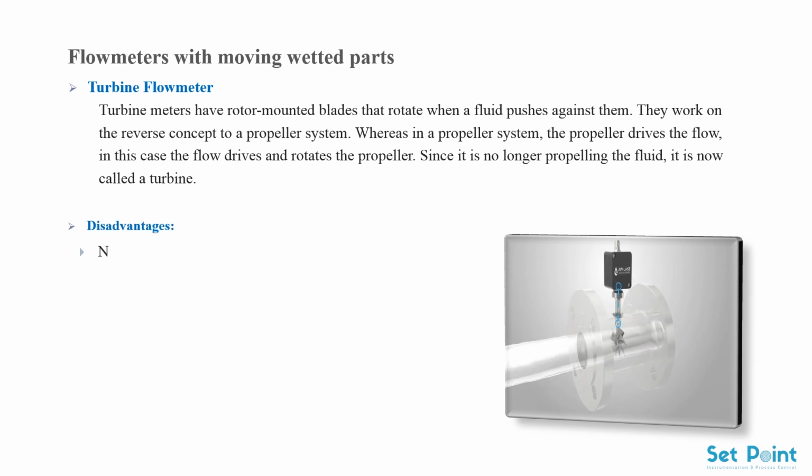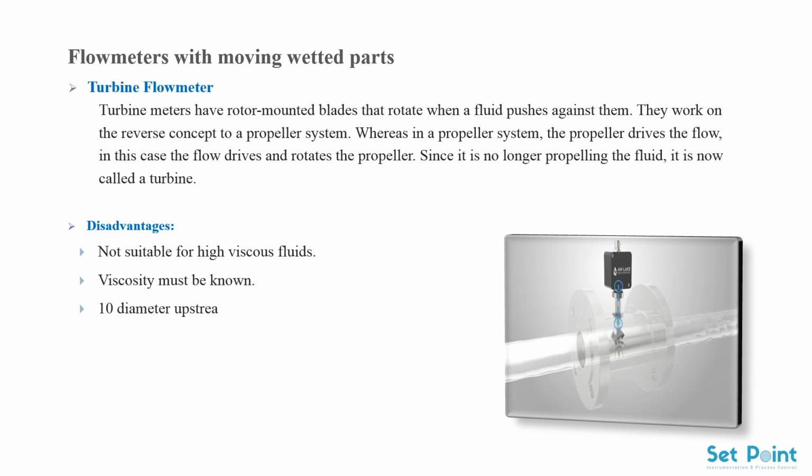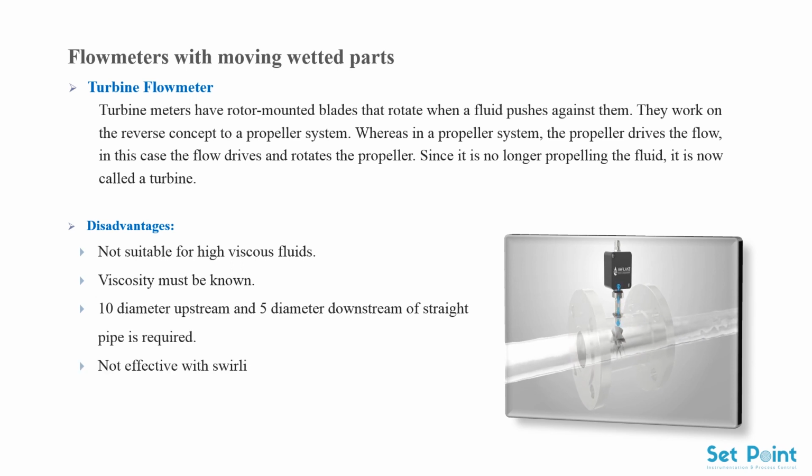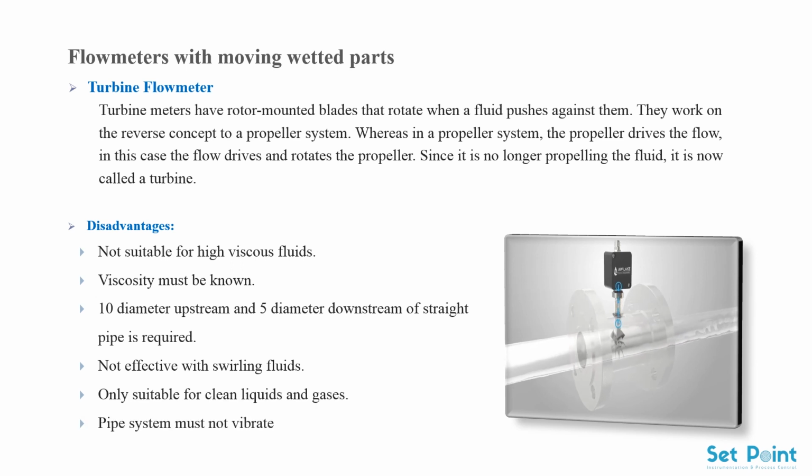Disadvantages. Not suitable for high viscous fluids. Viscosity must be known. 10 diameter upstream and 5 diameter downstream of straight pipe is required. Not effective with swirling fluids. Only suitable for clean liquids and gases. Pipe system must not vibrate.